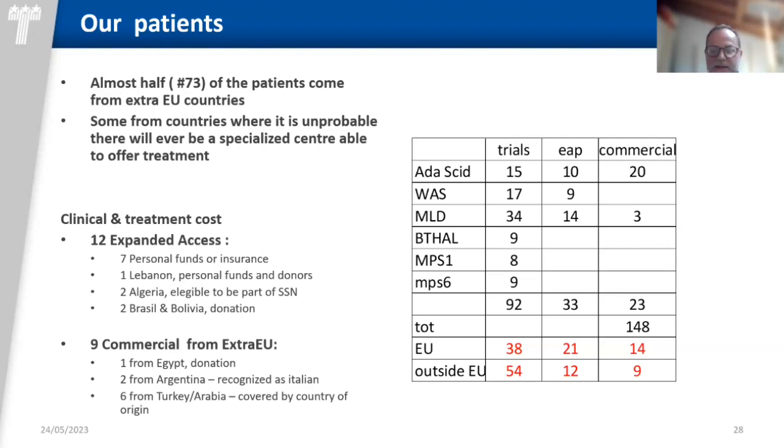In some cases, we managed to find a solution so that some of these patients could be recognized as Italian patients and so be covered by the national health system. This occurred for two Algerian siblings who work in Italy, and for two siblings from Argentina who were recognized as Italian because their grandparents were Italians. In some cases, I would say Saudi Arabia and Turkey cover all the expenses, but in some cases there is also donation. Just like home also tried to find if there is the possibility to apply for a grant or a donation. There are some regional government institutions that dedicate some of their budget to support patients coming to Italy to receive an advanced treatment.